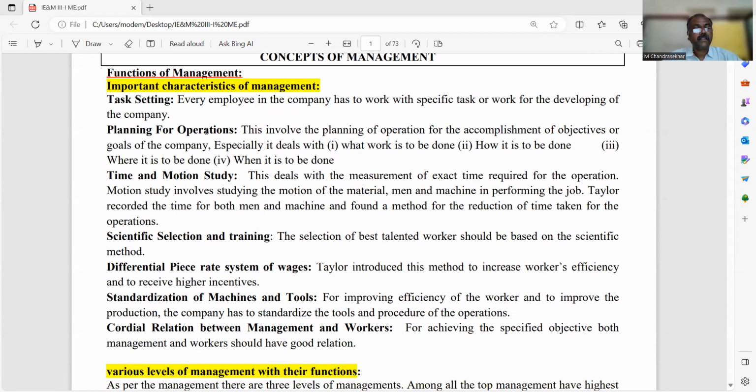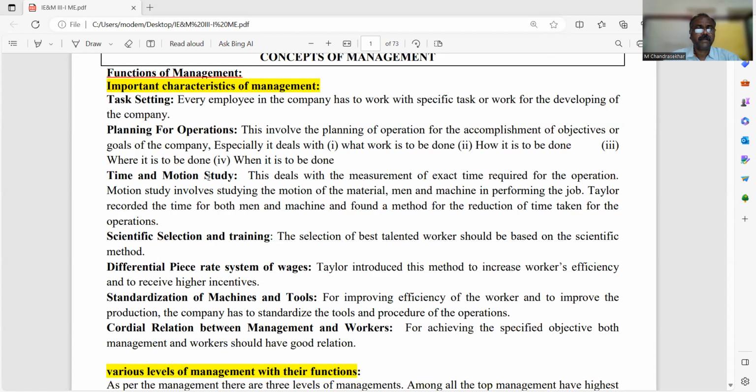Second one, planning for operations. This involves the planning of operations for the accomplishment of objectives or goals of the company, especially dealing with what work is to be done, how it is to be done, where it is to be done, when it is to be done. This is very important to identify all these items.